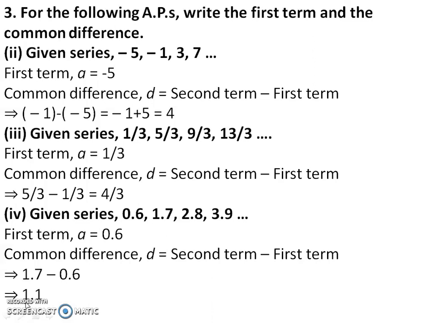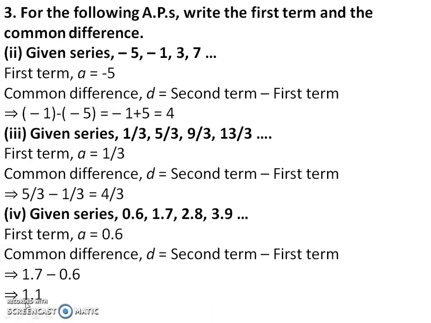How will you write the first term? The first number in the series will be its first term. And how will you get the common difference? The second number minus the first number. That is how you obtain the common difference. We'll see the first one.